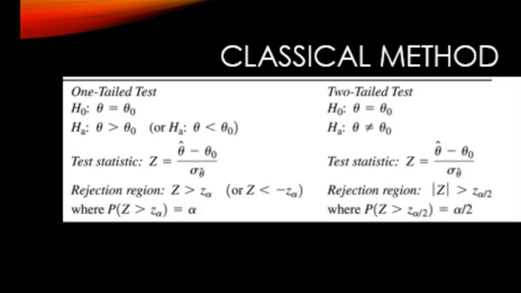This is the summary for a parameter theta. We first write the null and the alternative hypothesis. We calculate our test statistic Z based on the sample that we have gathered. Then we decide where the rejection region is based on our value of alpha, or alpha by 2 for a two-sided test. We look at whether our test statistic falls in the rejection region. If it does, we reject the null hypothesis. If it doesn't, we fail to reject the null hypothesis. This is in general the classical method of conducting a hypothesis test.